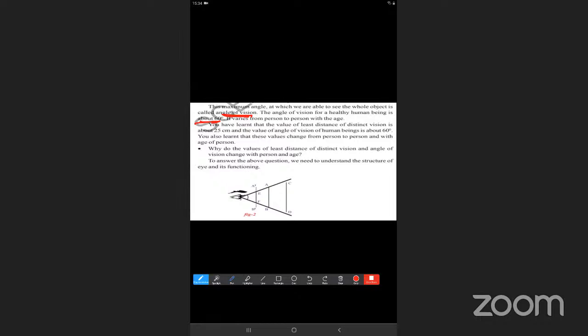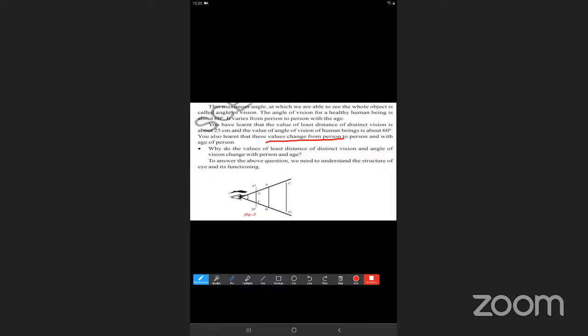The least distance of distinct vision for a common and healthy person is 25 centimeters. And here the angle of vision for a healthy human being is 60 degrees. It also changes from person to person and with age. So you have learned that the value of the least distance of distinct vision is about 25 centimeters and the value of the angle of vision of a human being is about 60 degrees. You also learned that these values change from person to person and with the age of the person, right?